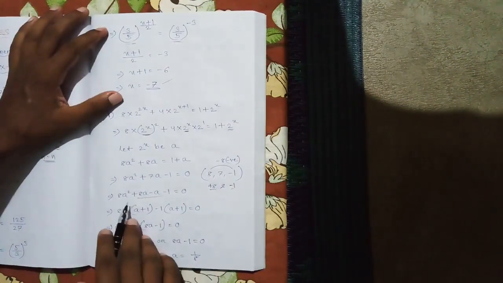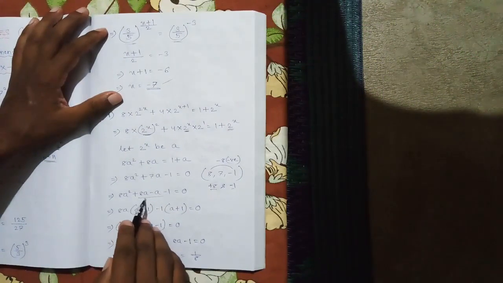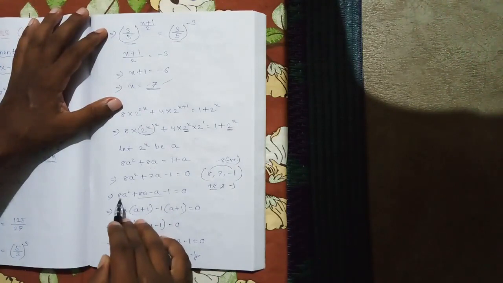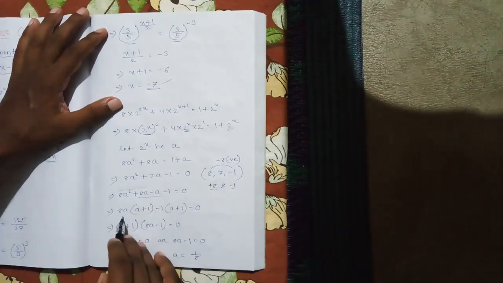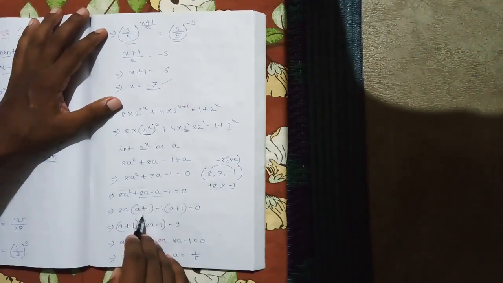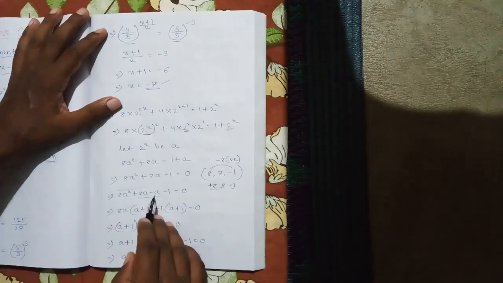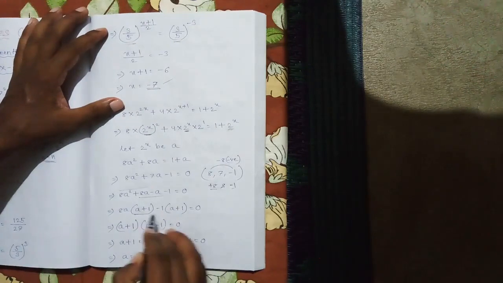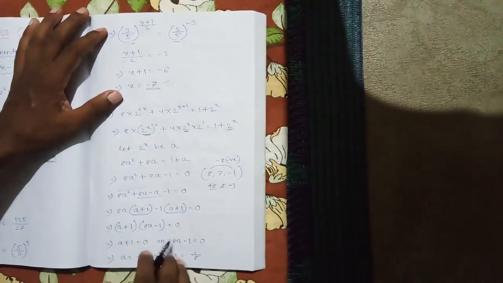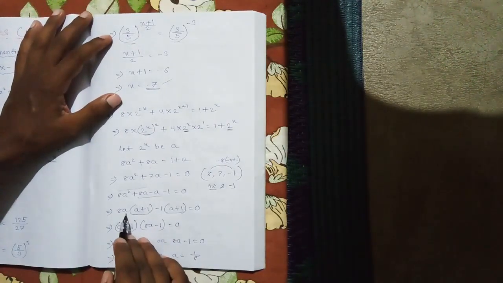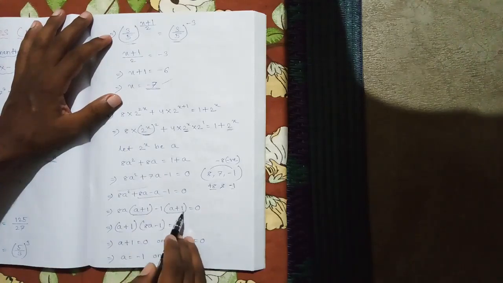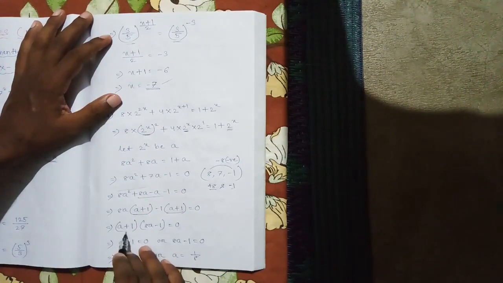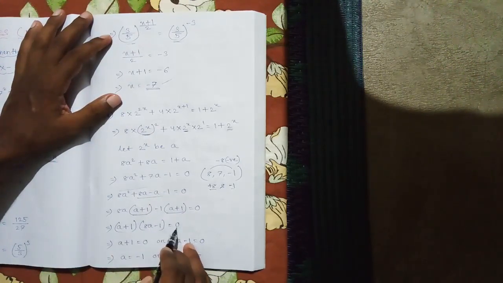So on splitting this, 8a square plus 8a minus 1 is equal to 0. Then from the first two, 8a can be taken common, remaining will be a plus 1, then minus 1 common, again remaining a plus 1. So a plus 1, a plus 1. Okay, so there are two terms now, this is one term and this is one term. Again a plus 1 common, remaining will be 8a minus 1. So a plus 1 whole into 8a minus 1 is equal to 0.